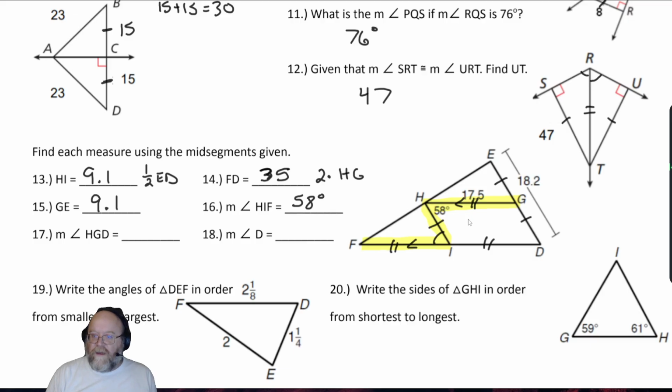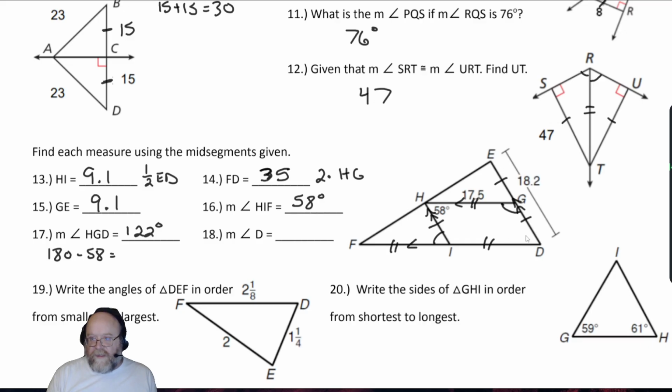Heck yeah. All right, what about HGD? Well, these are parallel too. So HGD is this angle here. This angle and 58 are actually supplements, so you can do 180 minus 58, and that's going to give you 122. Same side angle, same side interior. I don't know, it's not as catchy.